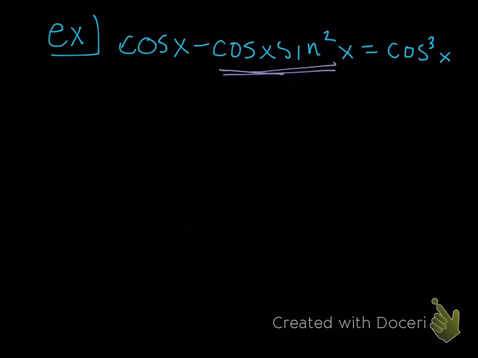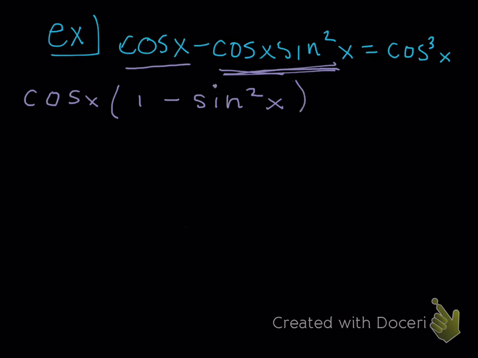What you can do, however, is factor out your greatest common factor. Notice this term and my second term both have a cosine in common. So I'm going to factor that cosine out front, and by doing that, I'm left with 1 minus sine squared of x.